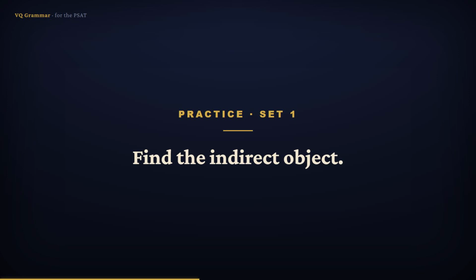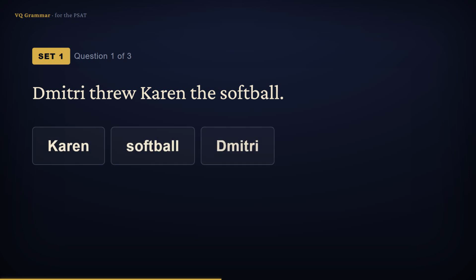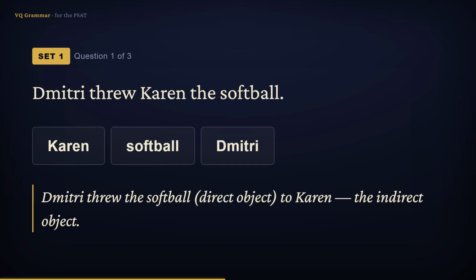In this first set, find the indirect object, the person or thing the action is done to or for. Look right after the verb, before the direct object. Pause and try each one before I answer. Dimitri threw Karen the softball. What did Dimitri throw? The softball. That's the direct object. Now, to whom did he throw it? To Karen. Karen sits right after the verb, before the softball. So Karen is the receiver. So the answer is Karen.